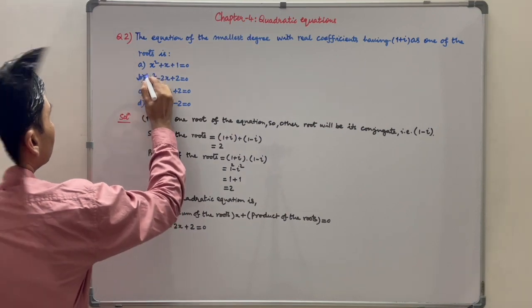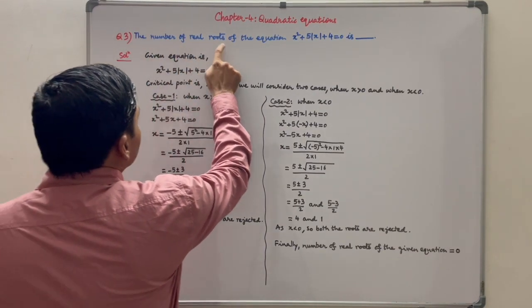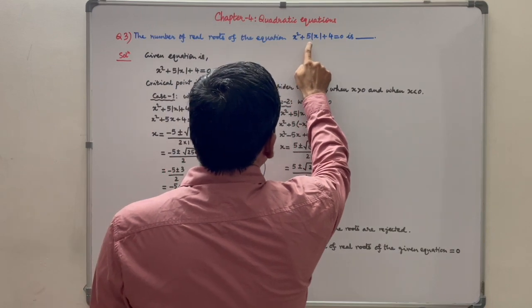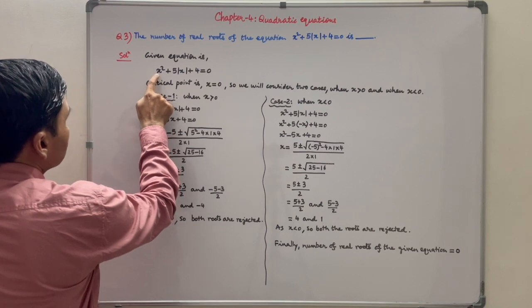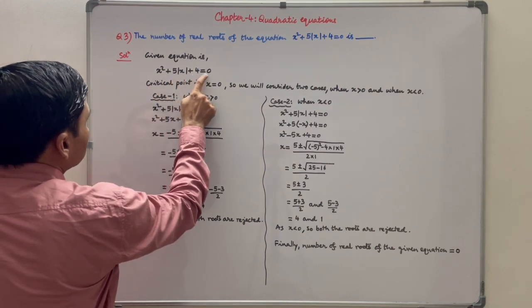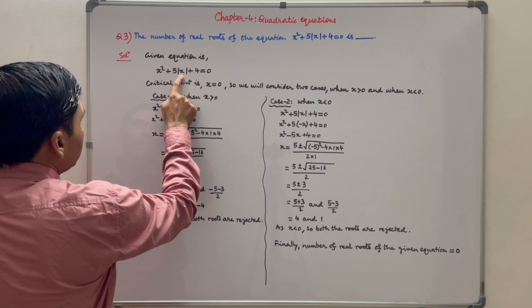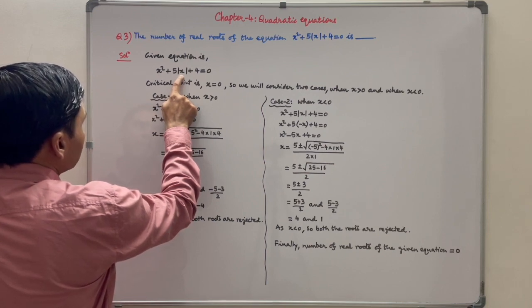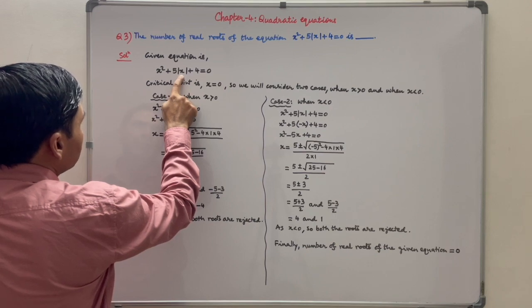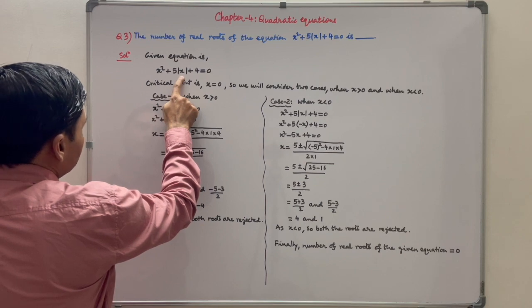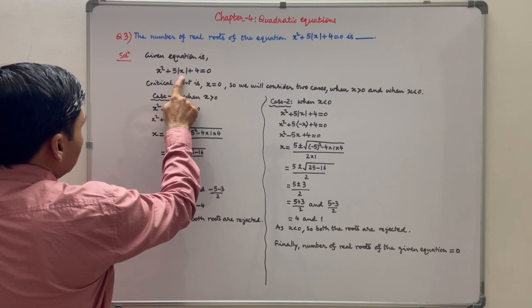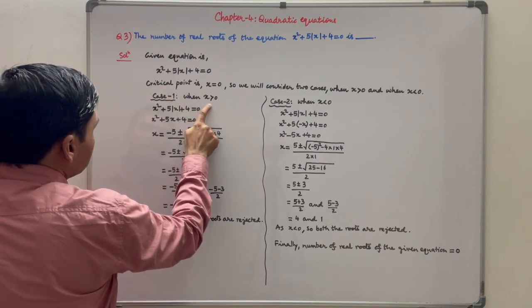Third question: the number of real roots of the equation x square plus 5 mod x plus 4 is equal to 0 is. The given equation is x square plus 5 mod x plus 4 is equal to 0. Critical point is x is equal to 0. So we will consider two cases, when x is greater than 0 and when x is less than 0. When x is greater than 0, mod x is equal to plus x. And when x is less than 0, mod x is equal to minus x. Case 1, when x is greater than 0.